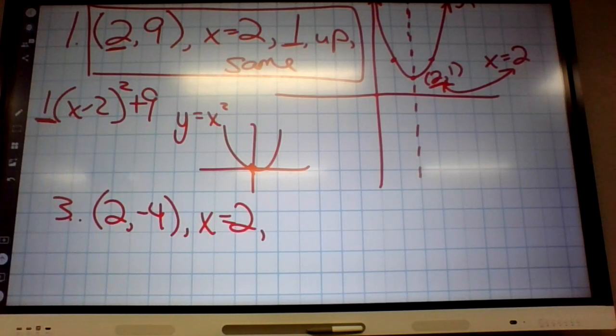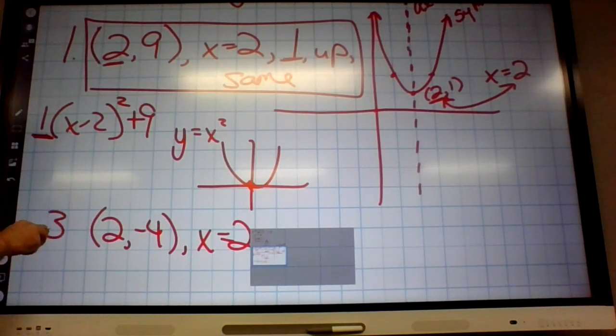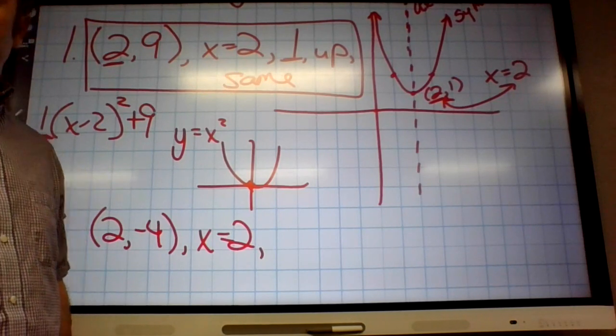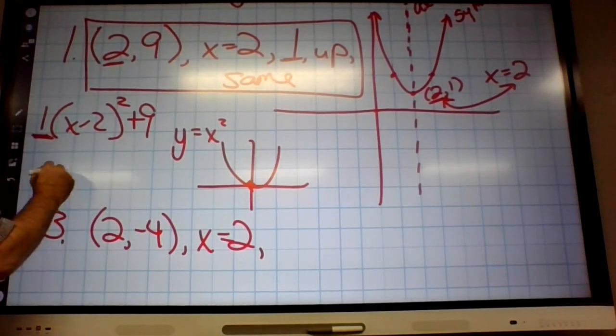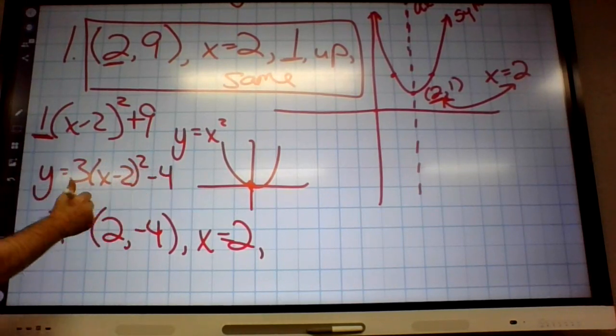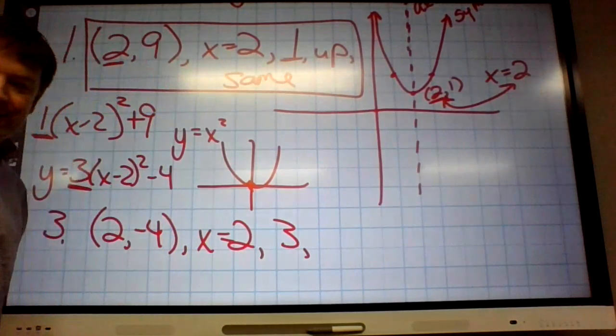Bo, what is the value of A? Do you remember what that was from number 1? 3. Yes. Why is it 3? Because the equation is y equals 3 times (x minus 2) squared minus 4. So 3 is the value of A. Yes.